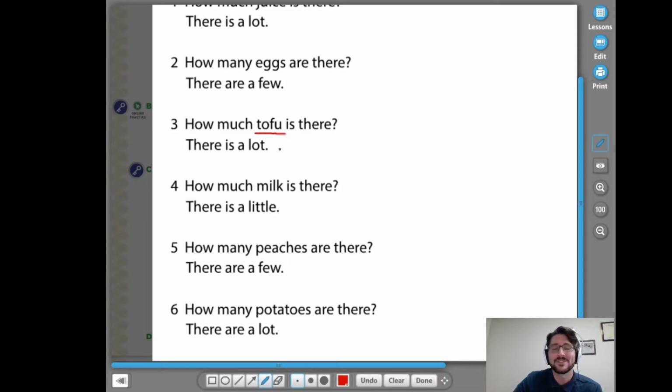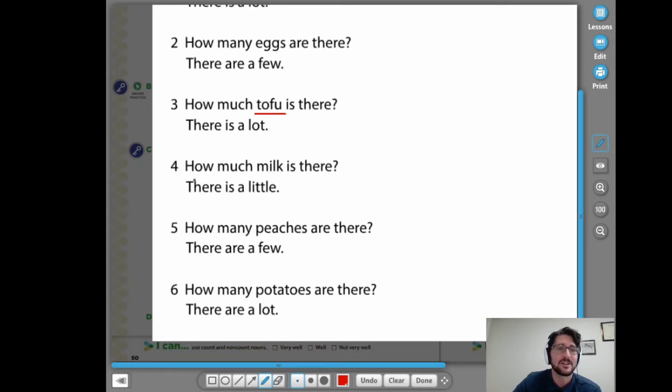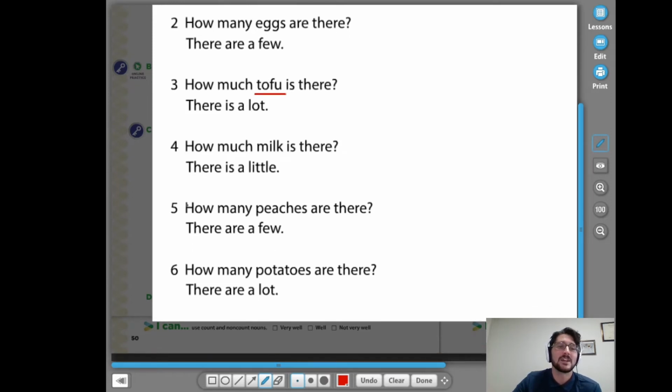Tofu, that is another one. Tofu, you can think, teacher, I can count tofu. Tofu is a non-count noun. We do not say tofus. Tofus 없어요. So again, 기억해야 돼요. You have to remember that one. Let's keep going. Number 4, how much milk is there? 대답하면 there is a little. 완벽한 문장.